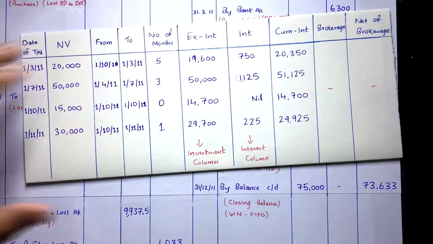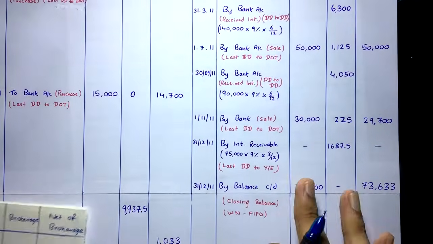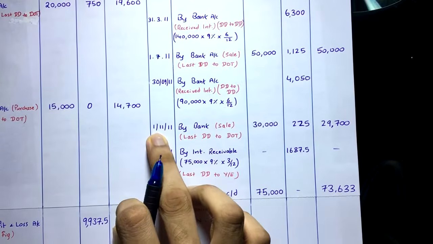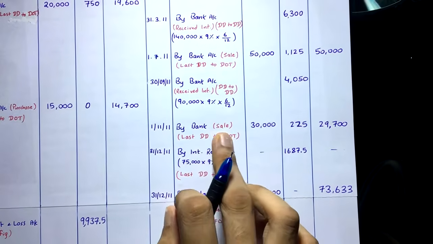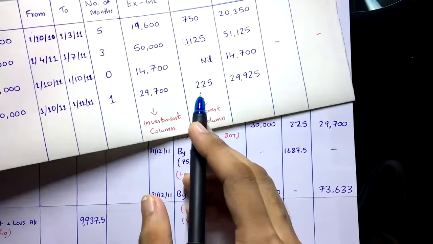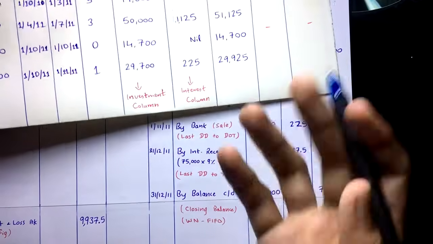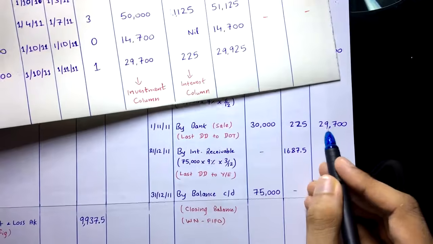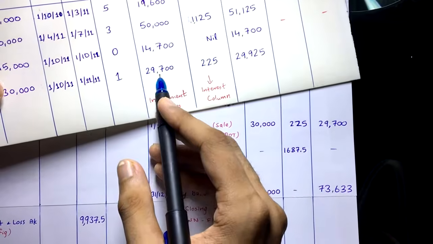29,925. So it will come on the credit side, right? We have sold, right? So here 1st November 2011 by bank account you have sold it. The face value is 30,000, and then the accrued interest you have to take. You will receive the interest when you sell the securities, and then you will take here in investment column only the ex interest price 29,700.